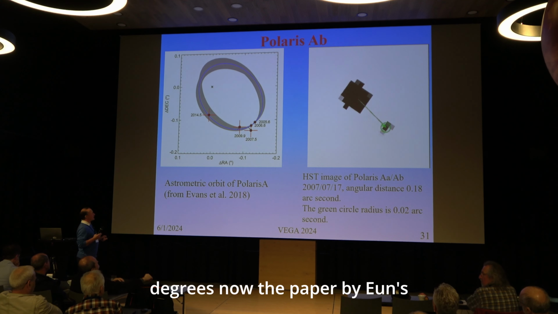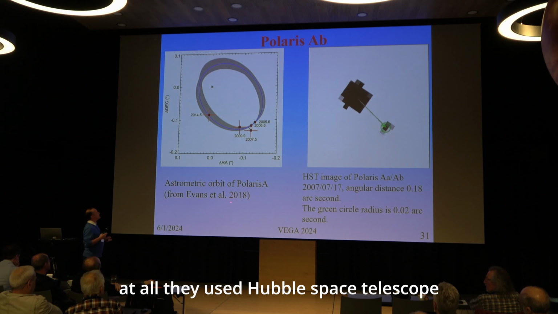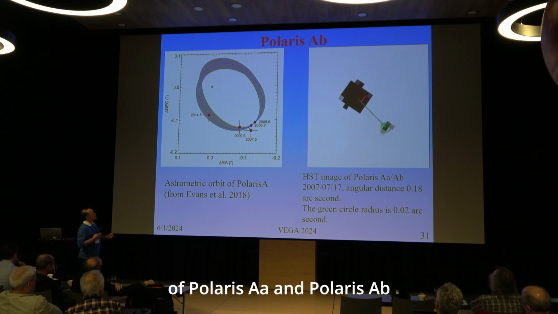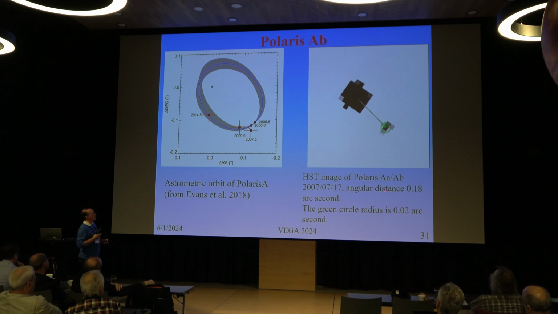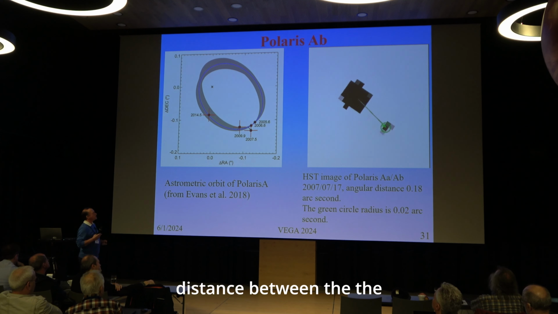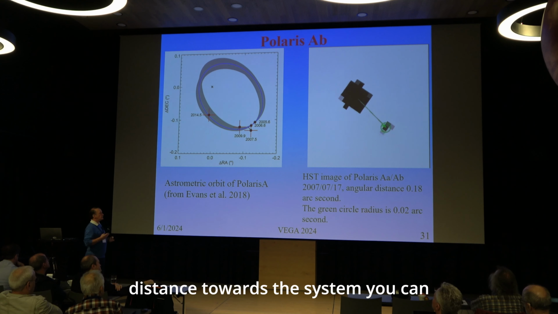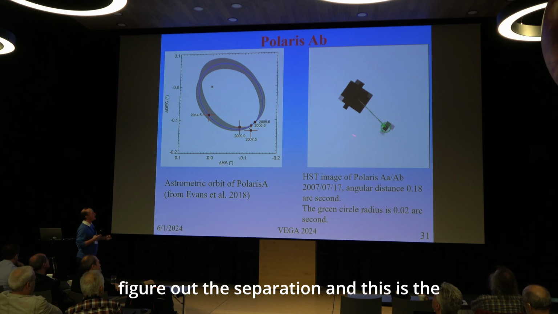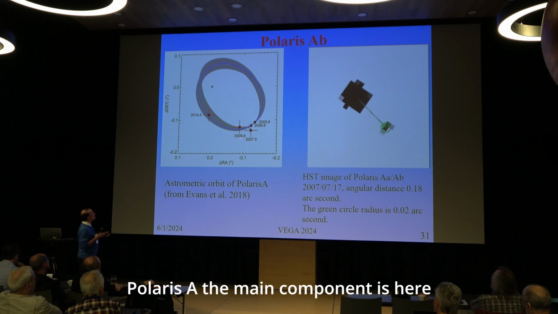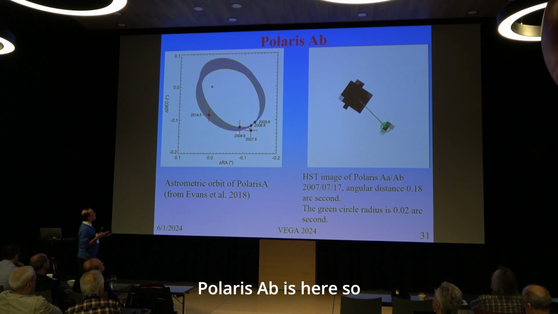Now, the paper by Evans et al. used the Hubble Space Telescope, and this is an image from Hubble of Polaris Aa and Polaris Ab. They were able to measure the angular distance between the stars, and then if you know the distance to the system, you can figure out the separation. This is the astrometric orbit of Polaris A. The main component is here, Polaris Ab is here.